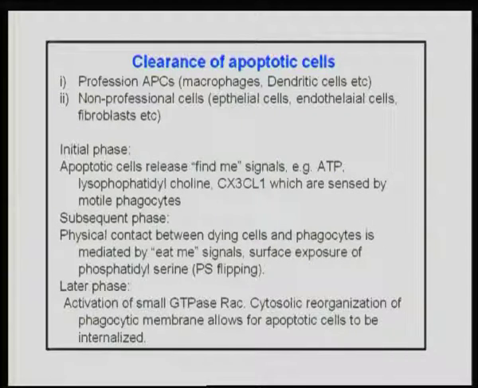An important aspect that we need to consider is, let's say in the thymus, you have large amounts of apoptosis going on. Large numbers of cells are not able to survive selection, and they need to be killed. So how are they cleared? What are the mechanisms by which they are cleared? That is an important aspect. It turns out that both professional APCs, which are macrophages and dendritic cells, as well as non-professional cells are involved in this clearing mechanism.